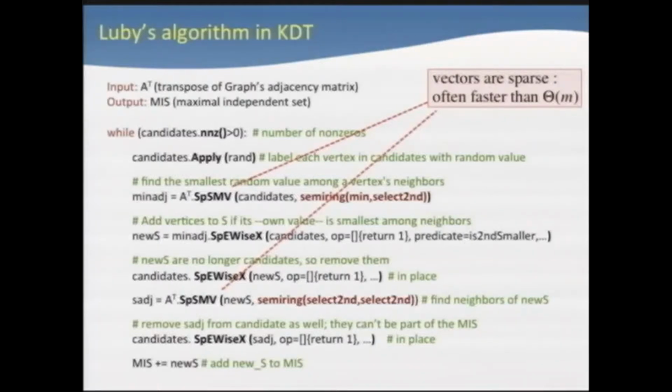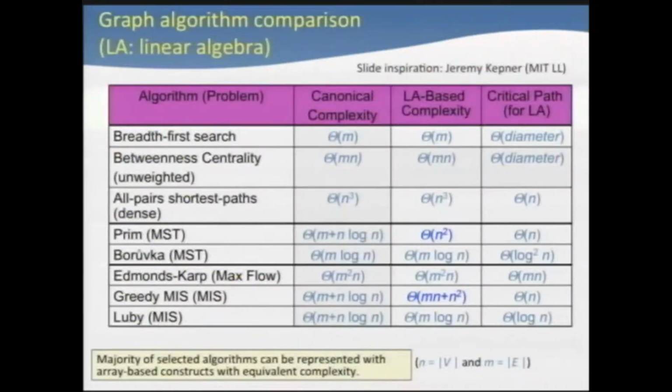What I mean by the canonical version is the best parallel algorithm you find in your textbook for that application that doesn't use the linear algebra abstraction. And here's a short list of those I could come up with. Some of this slide is shamelessly stolen from Jeremy Kepner at MIT, and some of it is my additions. Breadth-first search, betweenness centrality, all-pairs shortest paths, which I'm going to talk about towards the end of my talk, some minimum spanning tree algorithms, and some maximal independent set algorithms.